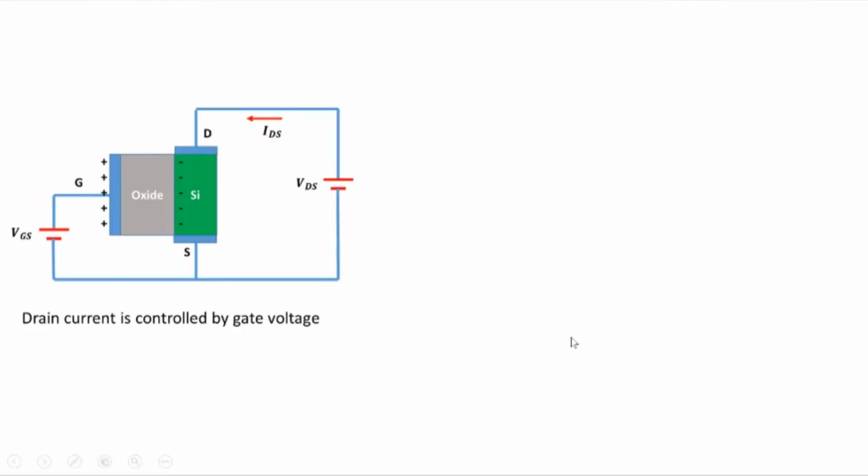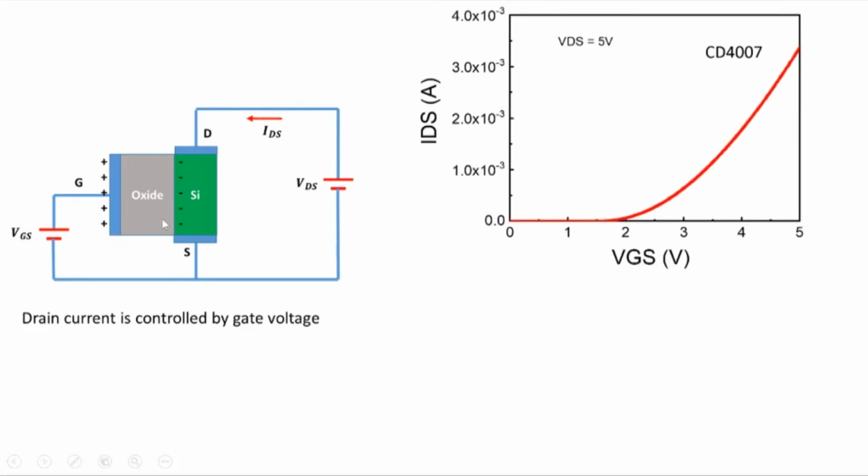Okay. All right, so we said drain current is controlled by gate voltage, right? So that's the property of transconductance that we see in the MOSFET. Let me show you some real data. This is an actual MOSFET that was measured, a CD4007. This is an IC with several MOSFETs in it. This was the data measured in a lab: drain current versus gate to source voltage. So you can clearly see that I can control the drain current by the gate to source voltage, right?